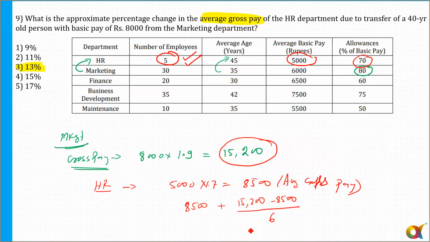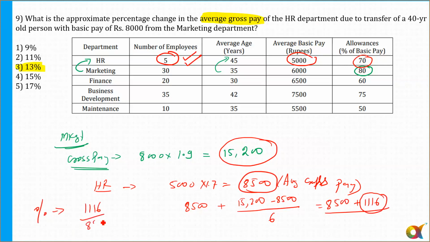So this comes out to be 500 plus whatever calculation I have done, that is equal to 1116. The initial average was 85, but the new average is 85 from 1116. So there is a change of 1116, which will be approximately the answer.